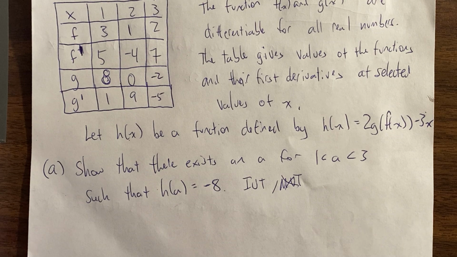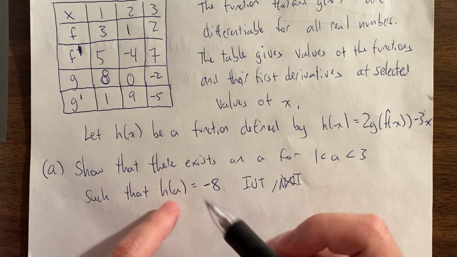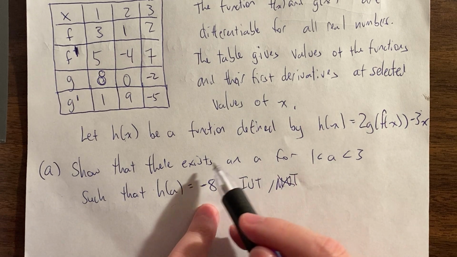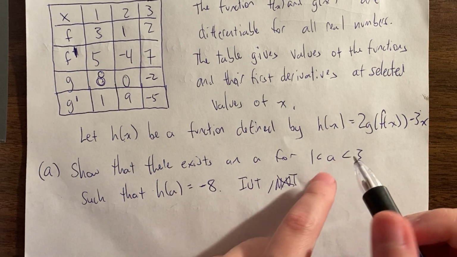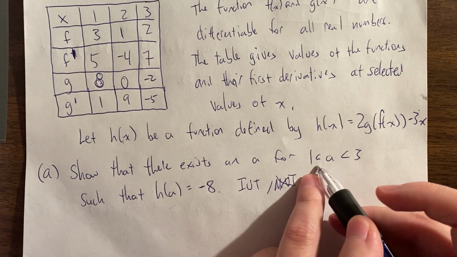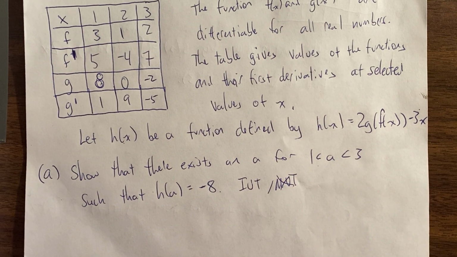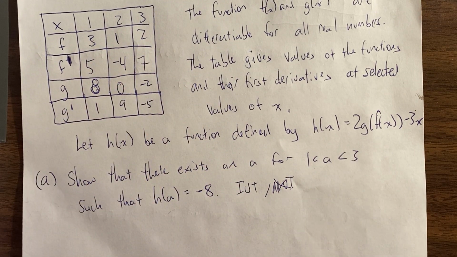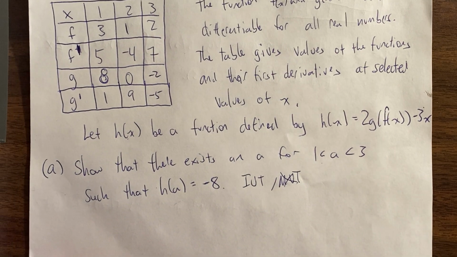This first question, again, is IVT, because here the function matches the given. With IVT, what you want to do is show that -8 is in between the y values of the endpoints. So we want to find h of 1 and h of 3. We're just going to find those numbers using this function and the table. And then we're going to show that -8 is in between those numbers. So let's do that. Again, we're not even ready for the question yet.